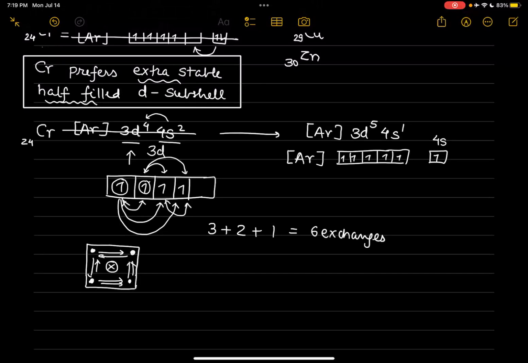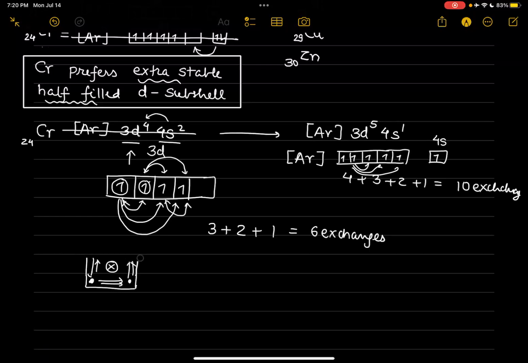And in this case, the first electron can exchange its position with 4, the second can exchange with 3, then 2 plus 1. So in total, how many exchanges? 10 exchanges are possible. These exchanges happen among the orbitals belonging to the same subshell with equal energy. So they tend to become stabilized by this. They attain stability.